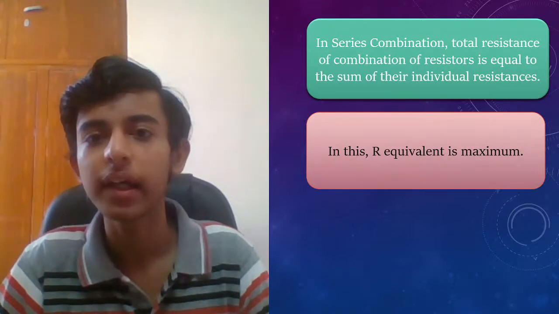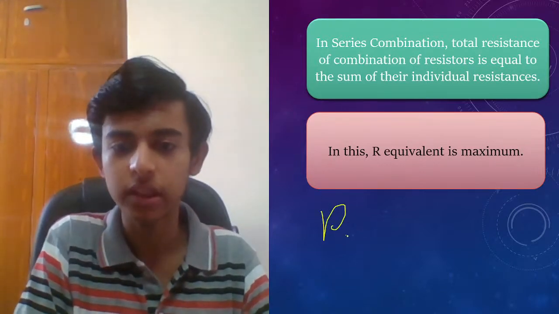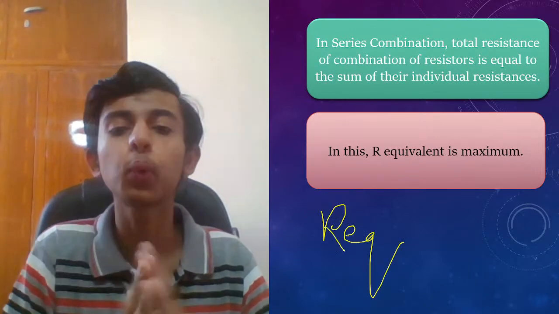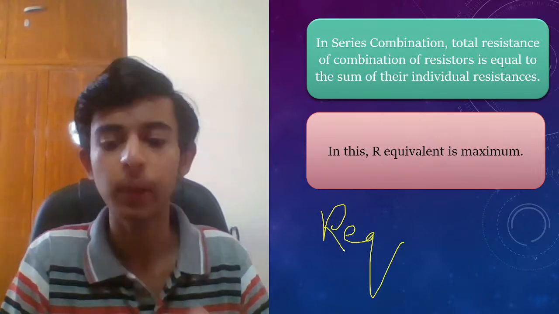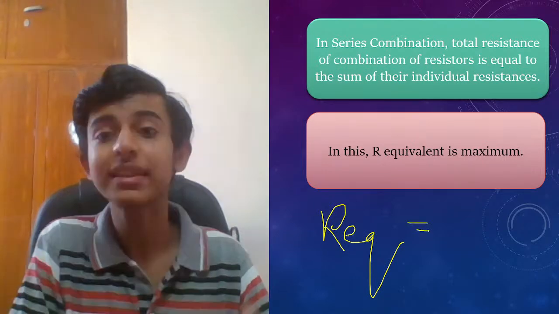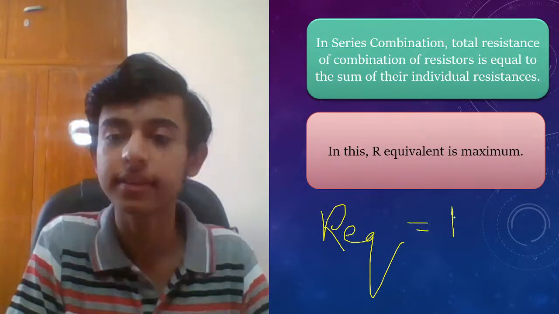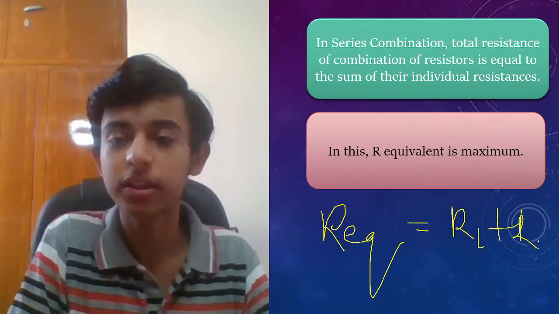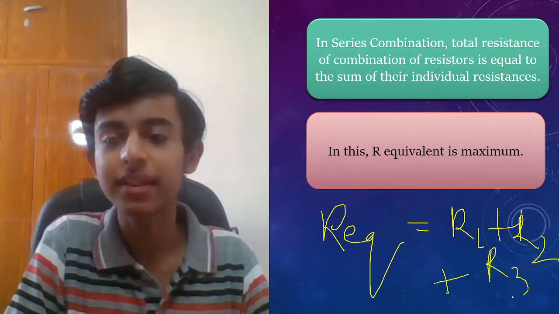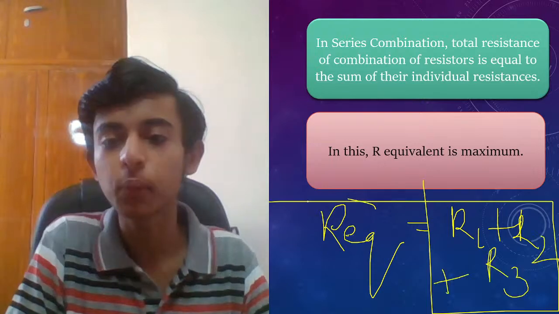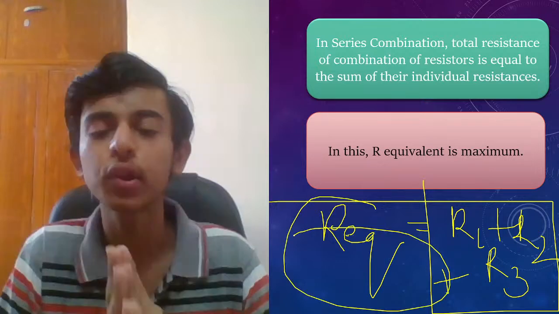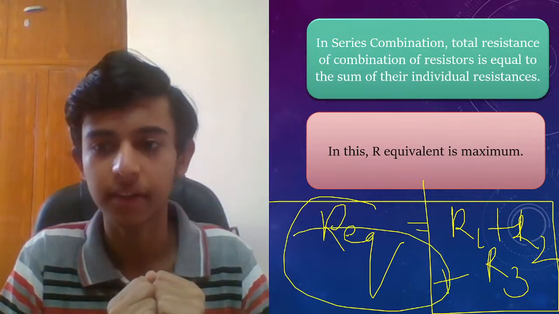It means your R equivalent. What is R equivalent? Your total. I represent it by Req. That will be equal to the sum of the individual resistances, that is R1 plus R2 plus R3. So these three resistances are going to give you R equivalent, that is your total resistance in the particular circuit.